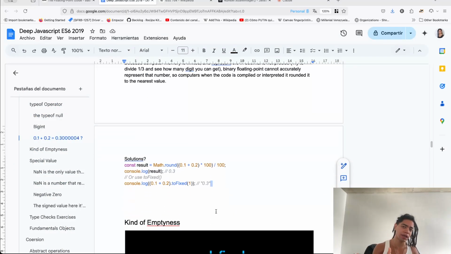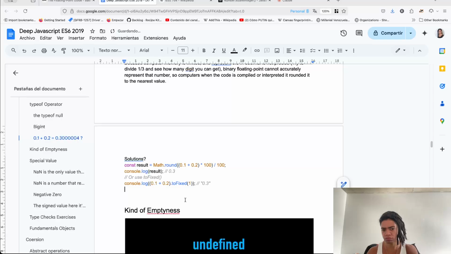And then we talk about the kind of emptiness, which is the undefined, undeclared, and uninitialized. Undefined says, hey, you created the variable, but it doesn't have any value. Undeclared says, hey, you didn't even create the variable. And uninitialized is for block scope variables like let, to say when you declare a variable, we're not going to put undefined, unlike var, for example. And that's great. That's huge, by the way.